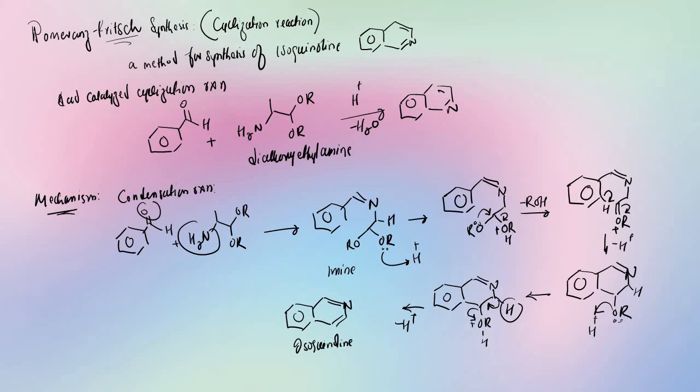So this is a very important condensation reaction, especially Pomeranz-Fritsch synthesis, which is used for synthesis of isoquinoline. As far as the structure number first is concerned, this is known as benzoaminoacetal. It is a type of acetal functionality known as benzyl aminoacetal.